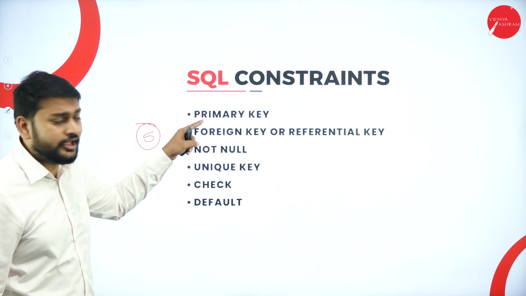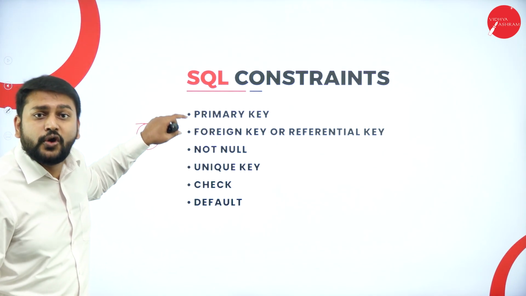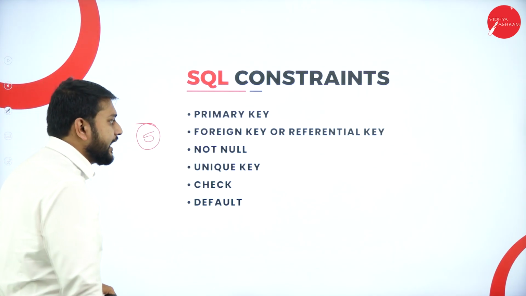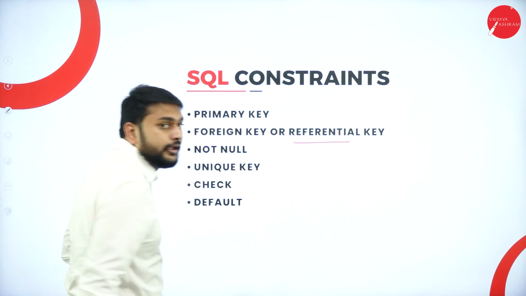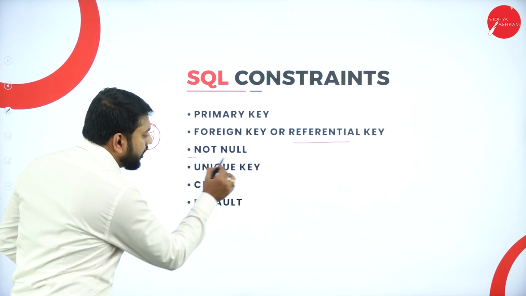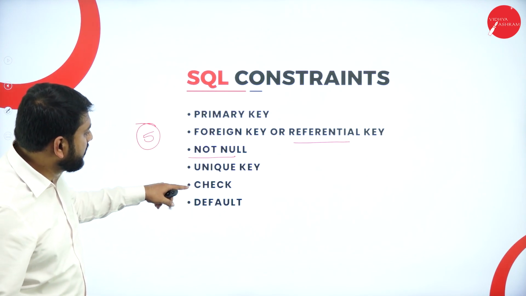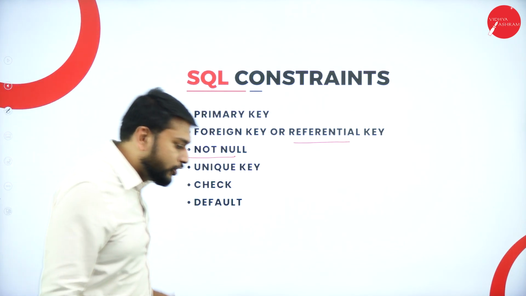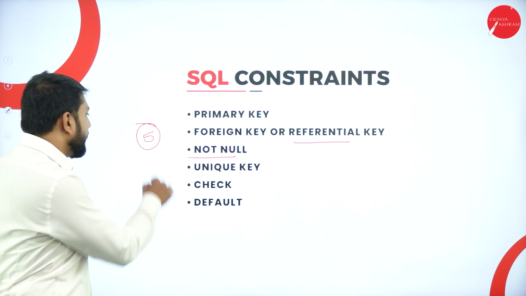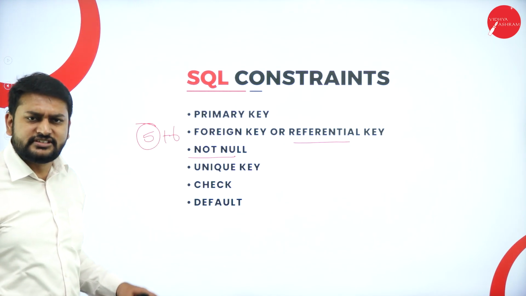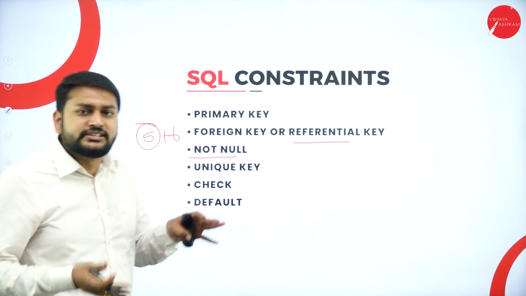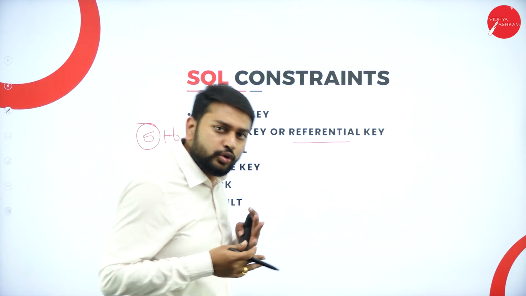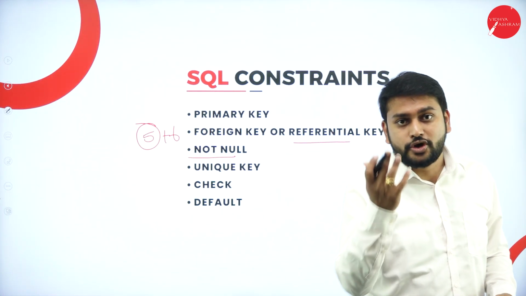One is primary key. Another one is foreign key. We also call this foreign key a referential key. The third one that we have is not null, then unique, check, and then default. So we have around 6, 5 plus 1, 6 constraints. Is it only 6 constraints that we have in SQL? No, we have more than 6. That's what you need to remember.